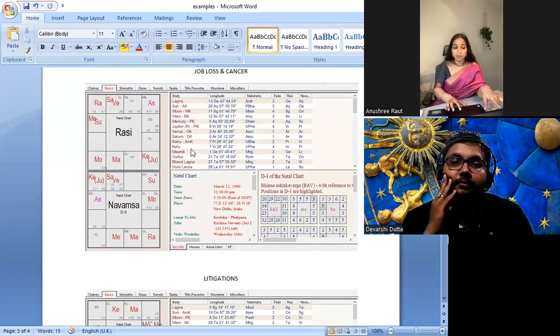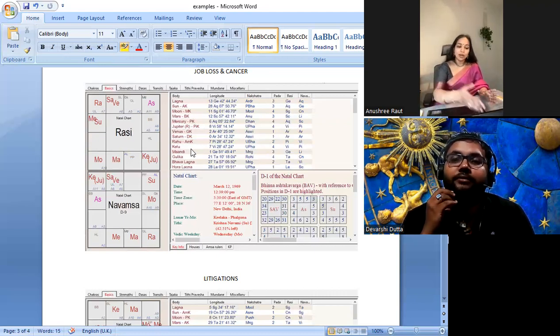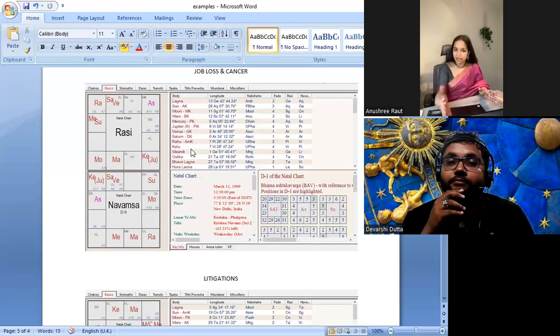So what happened for this person is that the ninth lord and the eighth lord becoming Darakaraka, going to Sandhi, means transition. So what happened was when his father fell sick, when his father died, he was detected with a chronic disease.